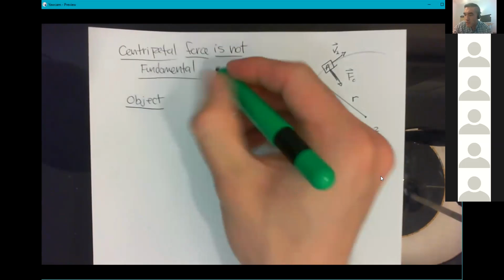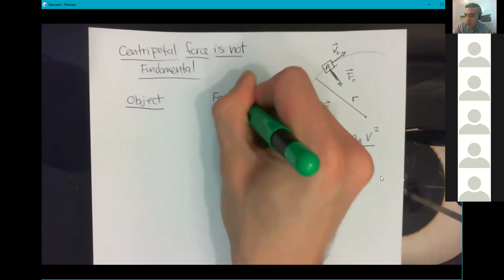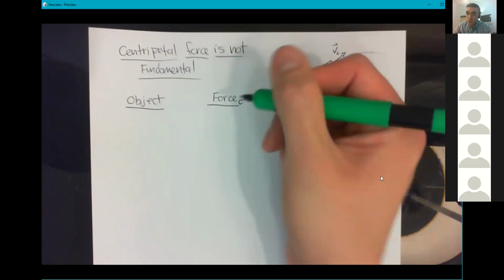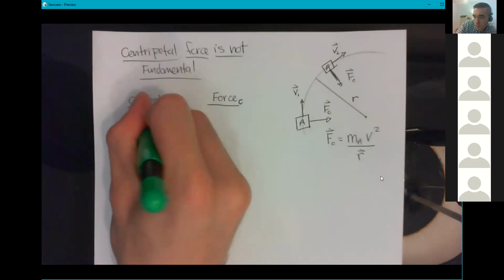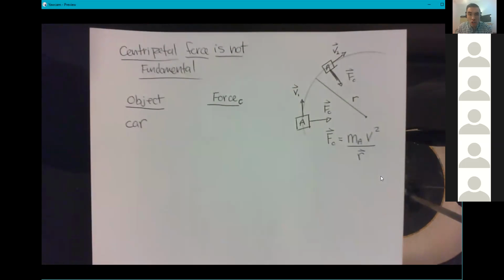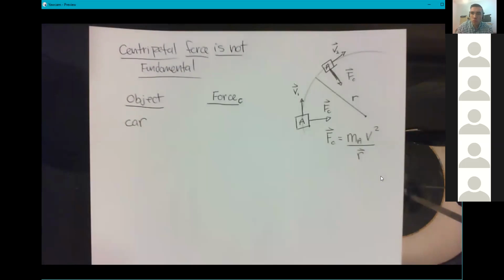Let's say we have an object and a centripetal force, which I'll just call force sub C. Let's say object A is your car. Your car is driving in a straight line, and then we take a turn. What is allowing your car to turn? What is the source of the centripetal force?